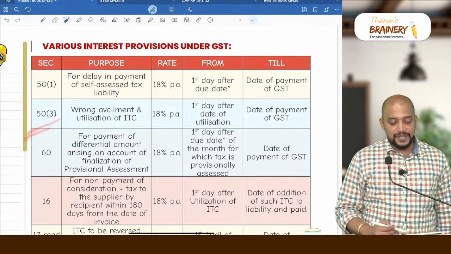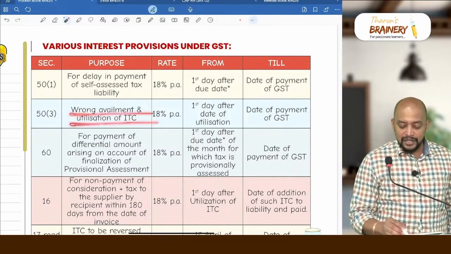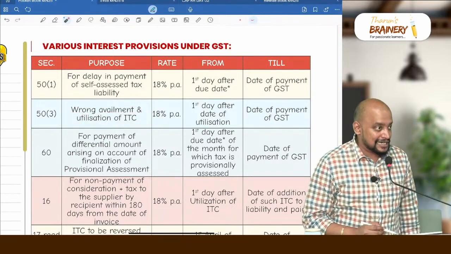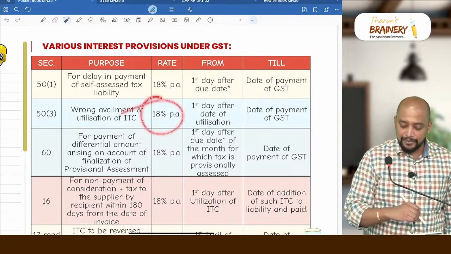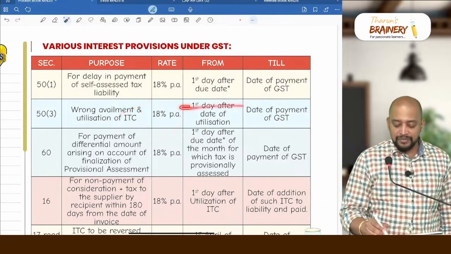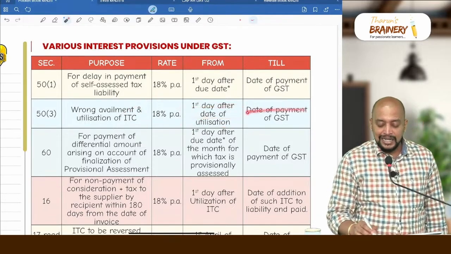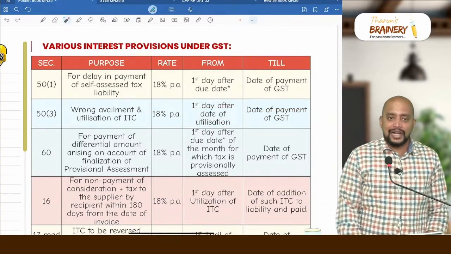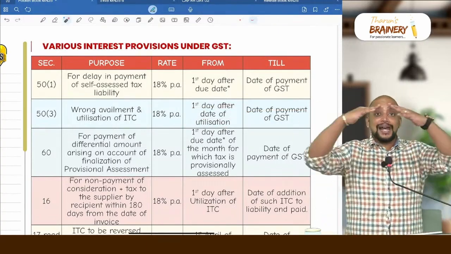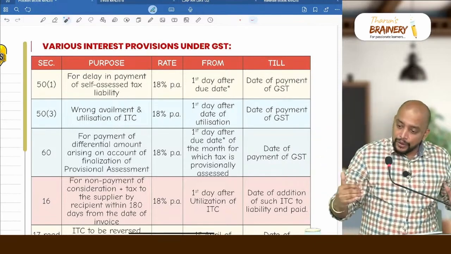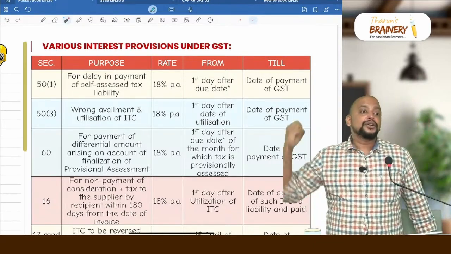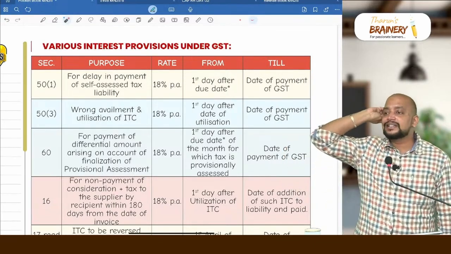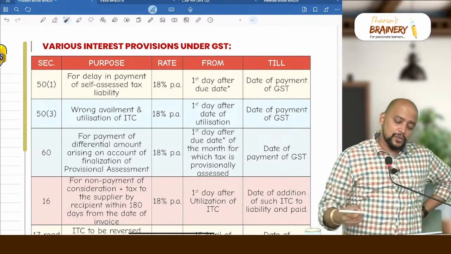Whereas section 50 subsection 3, wrong availment and utilization of ITC, the rate of interest will be 18%, and it will be computed from the first date after utilization till the date of payment of GST. When is the ITC considered to be utilized? The month in which the balance in ITC falls below the wrongly availed ITC, to that extent the ITC is considered to be utilized. So what does it mean?